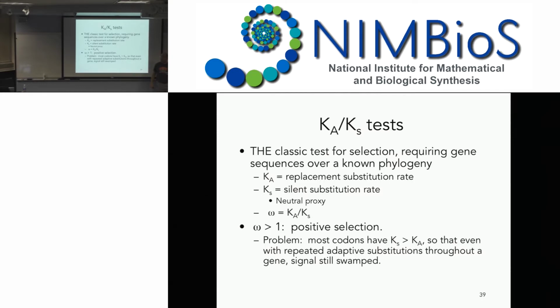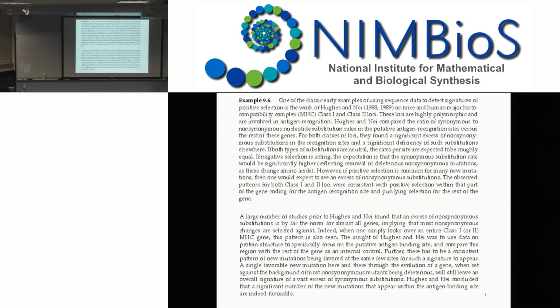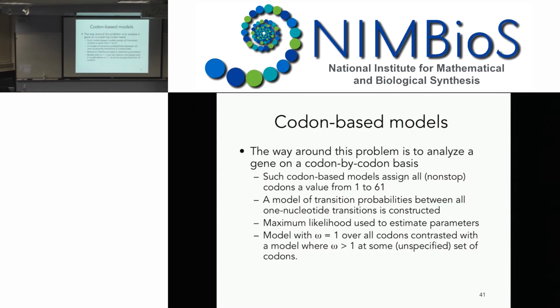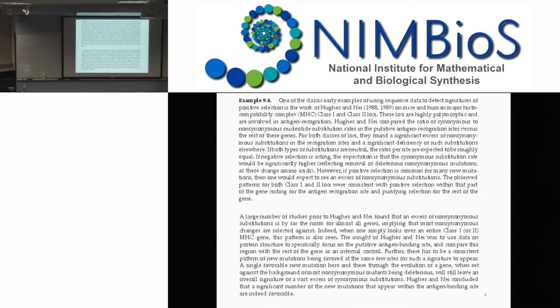Close, but not quite. The problem is, most codons have Ks bigger than Ka, so even if I have adaptive events occurring within a gene, at certain sites that signal gets swamped if I consider the entire gene. Let's look at the classic example of that. The classic example is Masatoshi Nei and Austin Hughes. They looked at the major histocompatibility class 1 and class 2 loci.